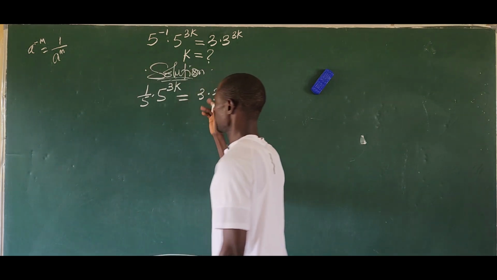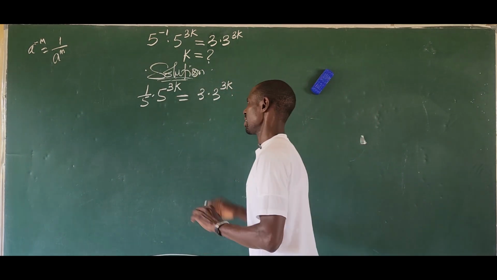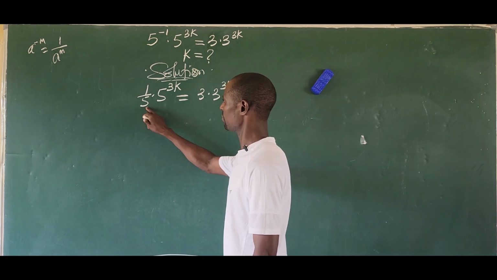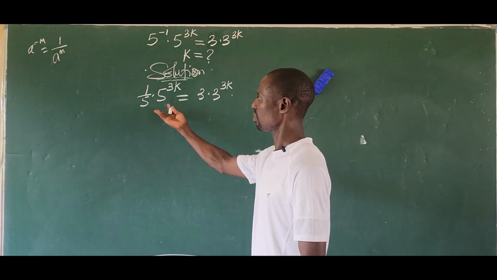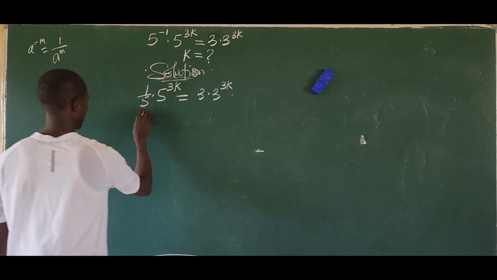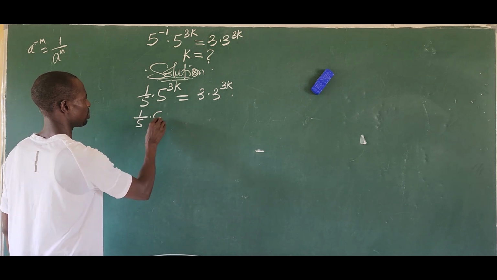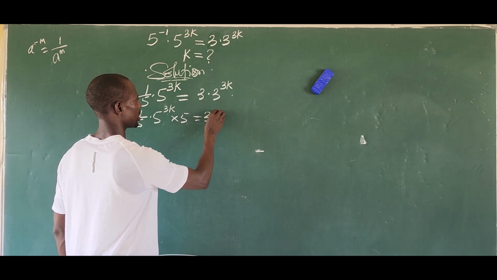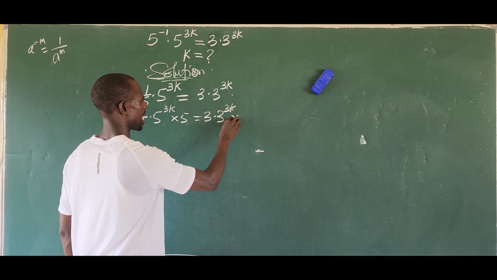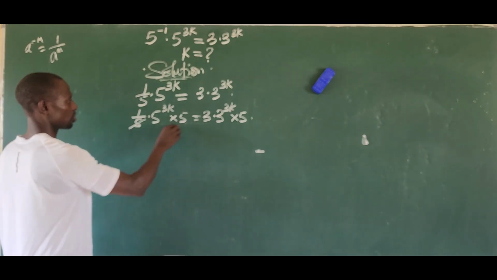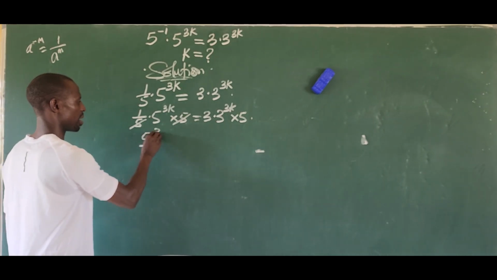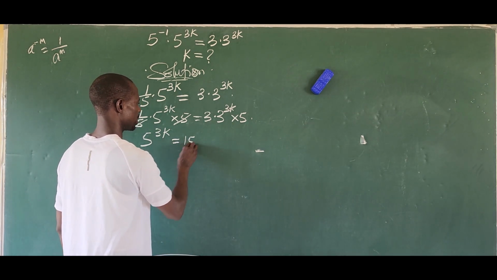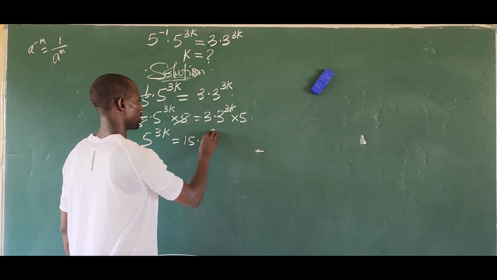Now the dot here means multiplication, so don't mistake that for a decimal point. Now we have to eliminate this 5 here, so we multiply through by 5, both sides. So the 5 cancels, and we are left with 5 to the power of 3k equal to 3 times 5, which gives us 15, times 3 to the power of 3k.